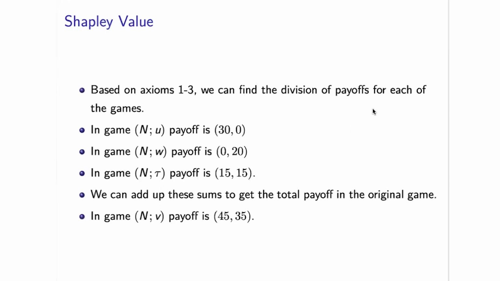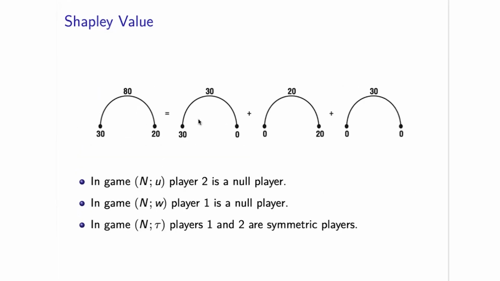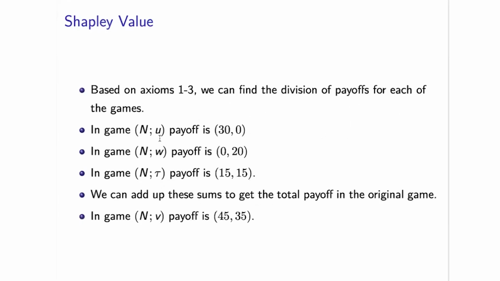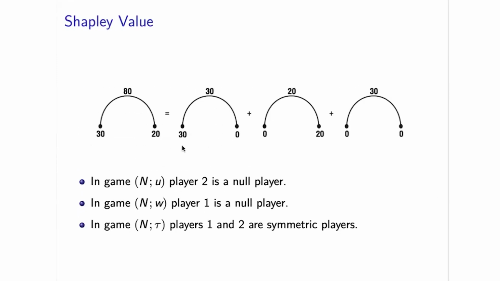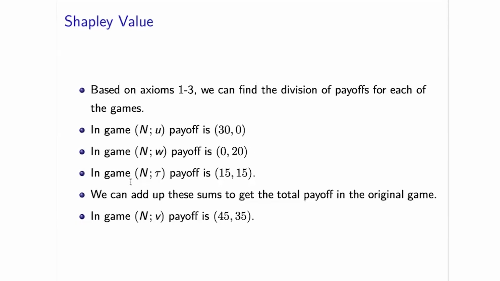So we can then jot down that, based on these three axioms and by applying them to these three different games, U, W, and tau, what we found is that in the first game on the right hand side here, the payoff should be 30, 0. On the second game, the payoff should be 0, 20, and here the payoff should be 15, 15, right?